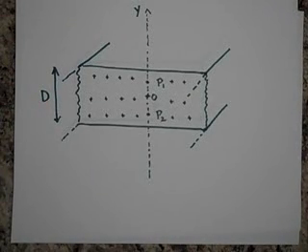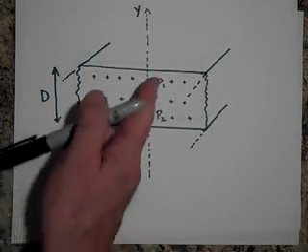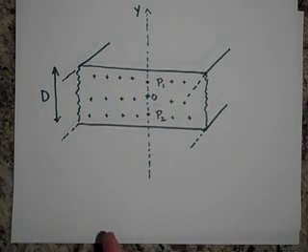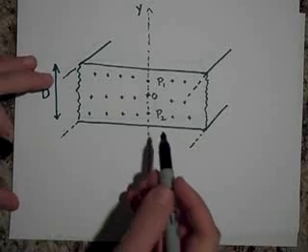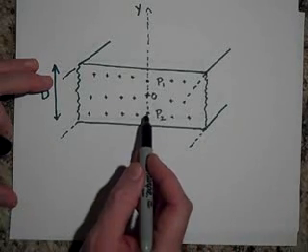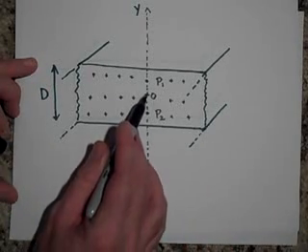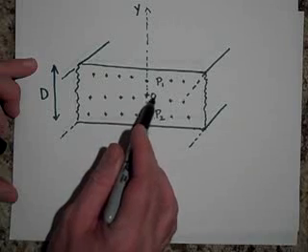And I'd like to find the electric field at P1. Now, the electric field's magnitude at P1 is the same as the electric field at P2 if they're the same distance away from the center. This is the center. 0 is the center.